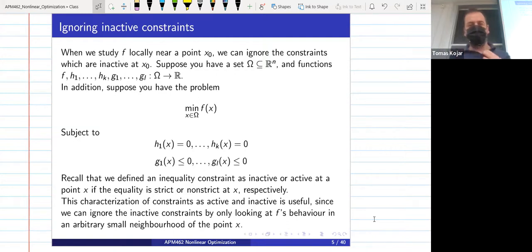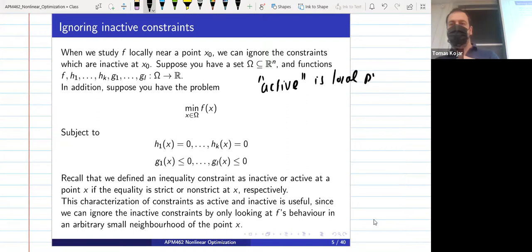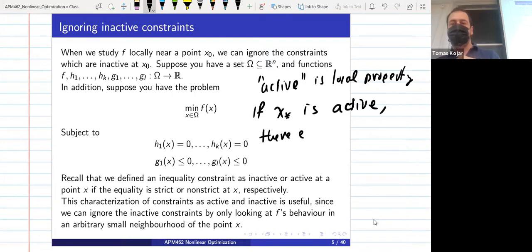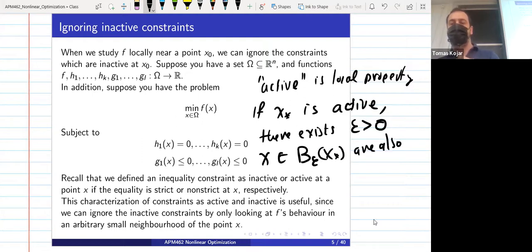So yeah, again, the thing we said is that active is a local property. Meaning that, because they don't explain it carefully, if X star is active, there exists an epsilon ball so that all X in B epsilon of X star are also active.